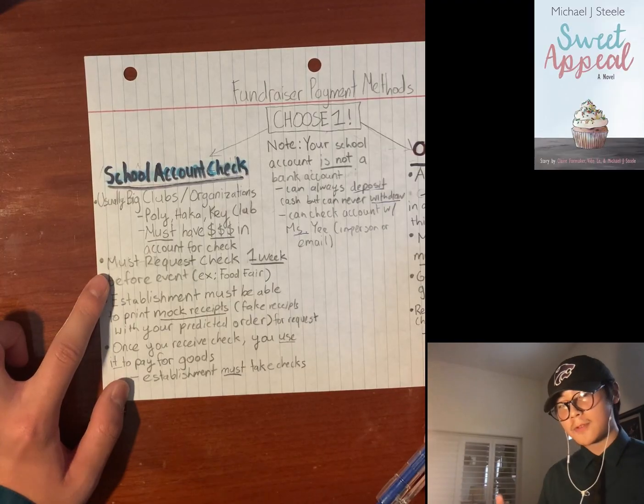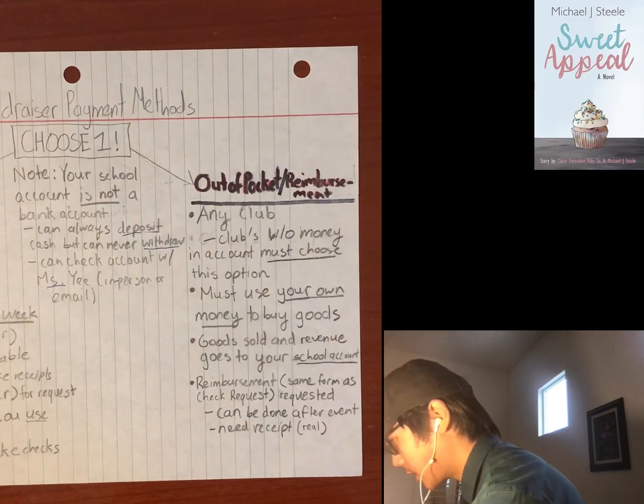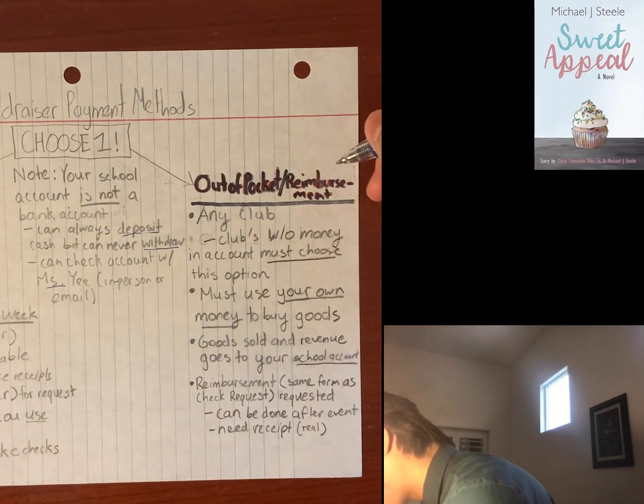Method is a lot of work, but the benefit is none of your club officers or you have to pay your own money. You're using your club or organization's money. If you're a smaller club that doesn't have any type of money in your account, you can pay out of pocket and request a reimbursement.